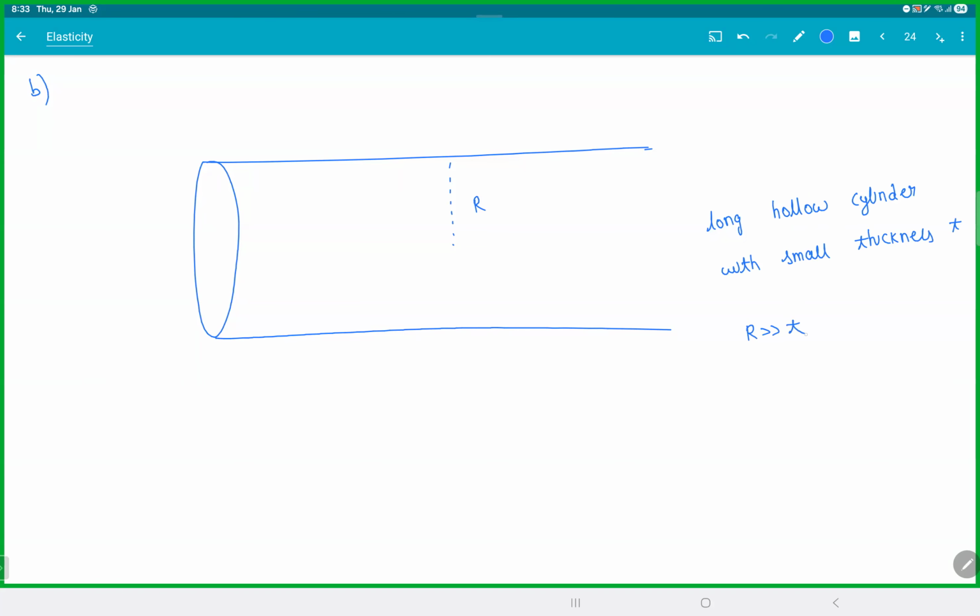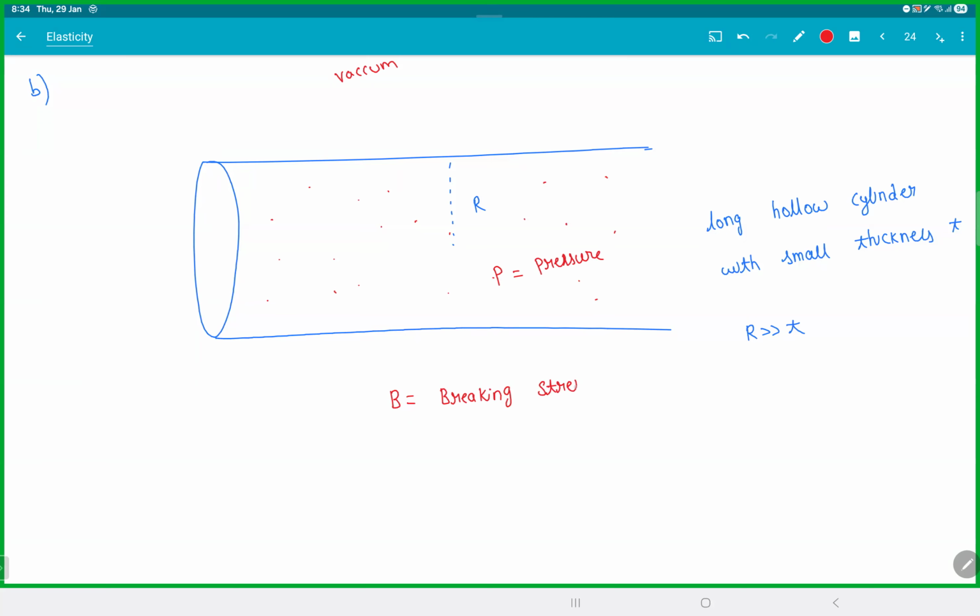Same story, right? And this long cylinder is filled with gas. P is the pressure. Outside, you can take it as vacuum. B is the breaking stress of the material. Find maximum P so that the cylinder will not crack.